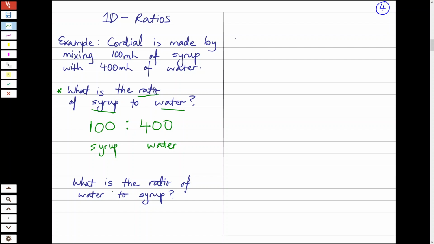Okay, so year 11s, have a look at the second question now. What's the difference between the two questions? I flipped the words water and syrup. Will this change my answer to the question? It will. The first group should be the first number. So this time I'm going to say 400 to 100, because this time I've asked for the ratio of water to syrup.